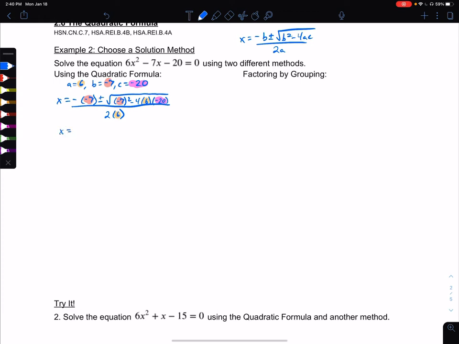So x is equal to, this becomes a positive 7. Negative 7 squared would be 49. And then here we have negative 4 times 6 times negative 20, and that's going to be 480. And that'll be a positive 480. Remember, be careful with your signs there. 2 times 6 would be 12. So just keep going right along. 49 plus 480 is 529.